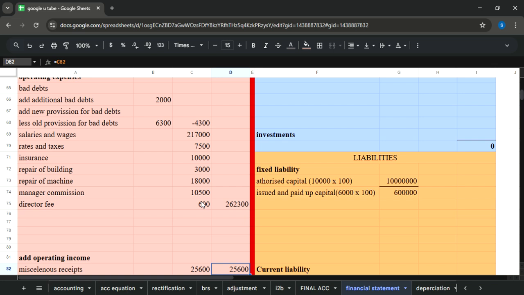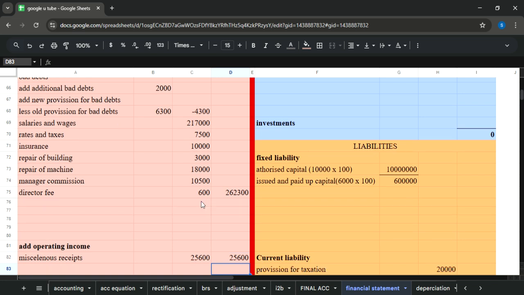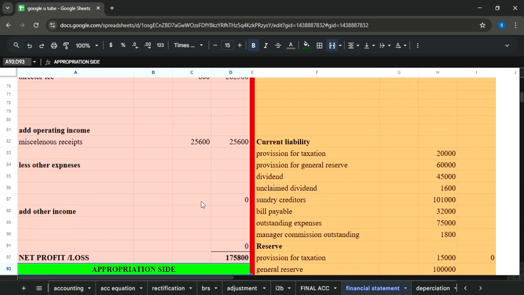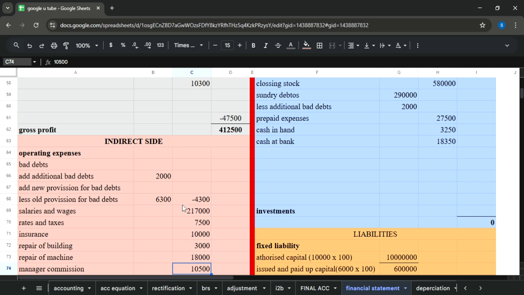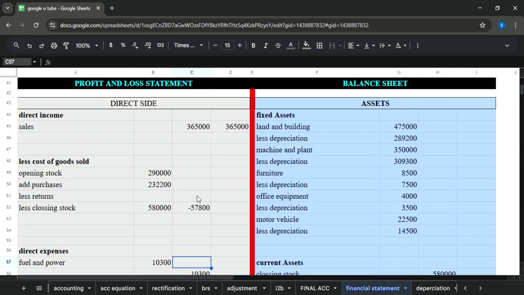Alright, so provision for bad debts is not mentioned over here, and our answer is 175,800. So please note it down. 175,800 is right now present, and 171,500 was expected. So this 4,300, once again we'll have to see what this adjustment was.